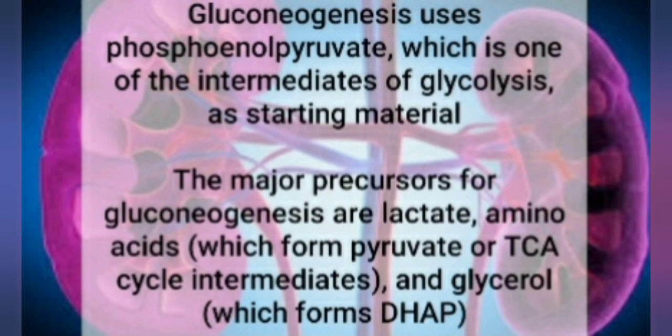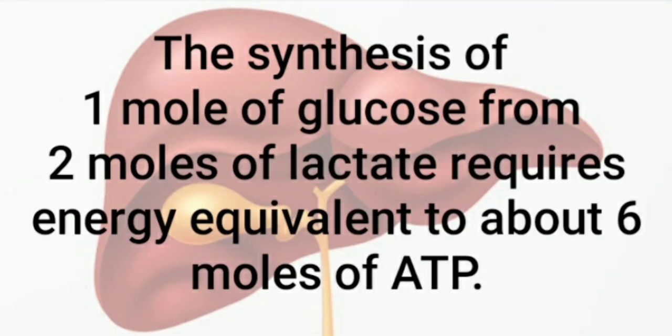The major precursors for gluconeogenesis are lactate, amino acids which form pyruvate or TCA cycle intermediates, and glycerol, which forms DHAP. The synthesis of one molecule of glucose from 2 moles of lactate requires energy equivalent to about 6 moles of ATP. So this is the account of energy that is associated with this process.